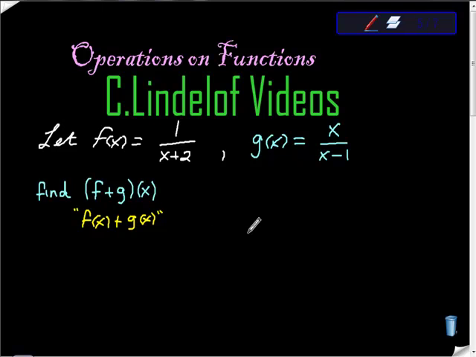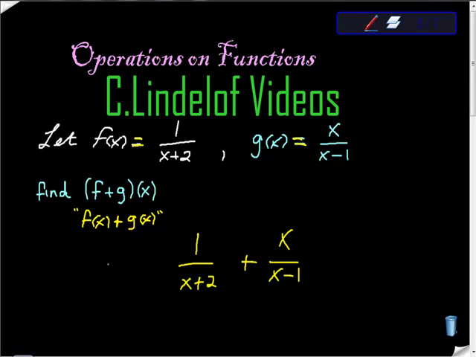What I'm going to do is this. I'm going to simply set this up. I'm going to do what it asks me to do. I'm going to add f of x plus g of x. It says here clearly that f of x is 1 over x plus 2. It says that I'm to add them, so I'm going to add them. So here's my plus sign. And I'm going to add g of x, which clearly says that g of x is x over x minus 1. Okay, so it gets a little bit weird here, and I get it.